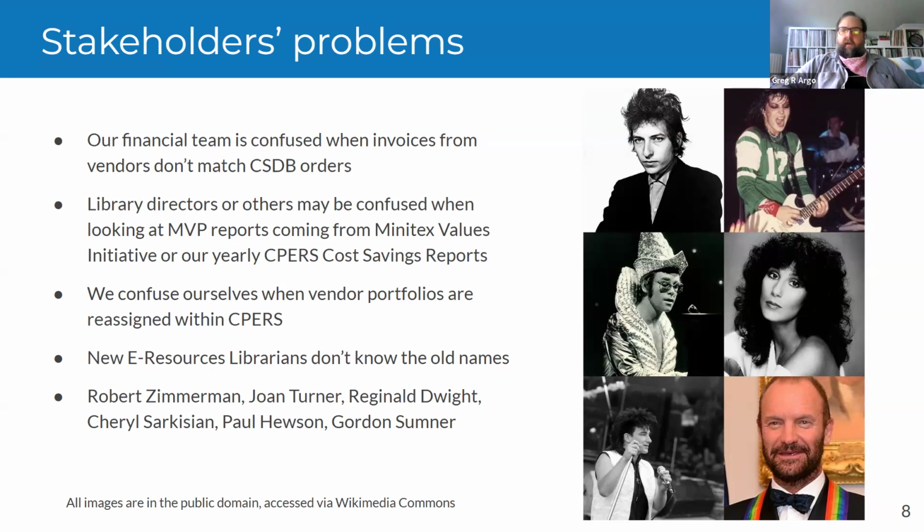So, who's your favorite singer? Robert Zimmerman, Joan Turner, Reginald Dwight, Cheryl Sarkisian, Paul Houston, or Gordon Sumner? Or might be an easier question to answer if I said, who's your favorite singer? Bob Dylan, Joan Jett, Elton John, Cher, Bono, or Sting? So that is, in a microcosm, I think, the problem that we've been perpetuating.